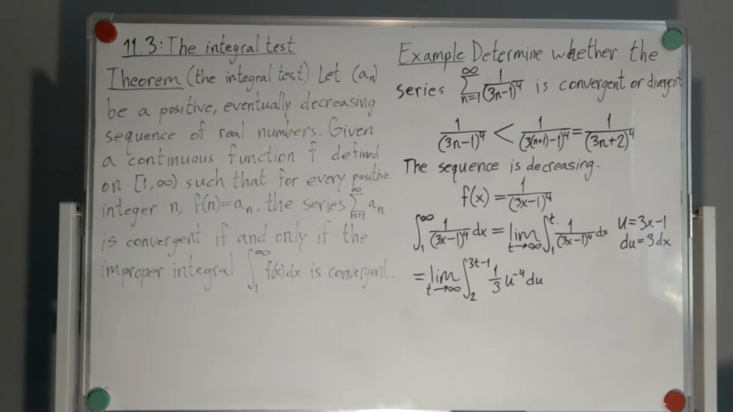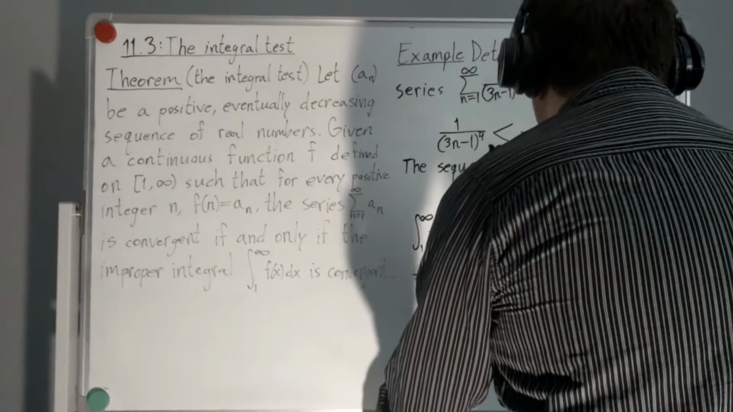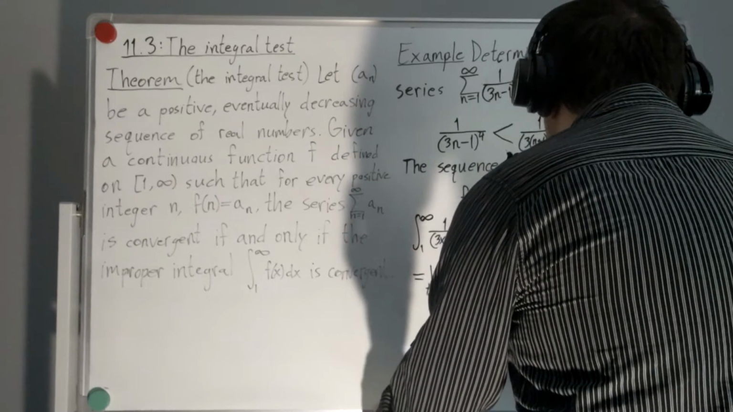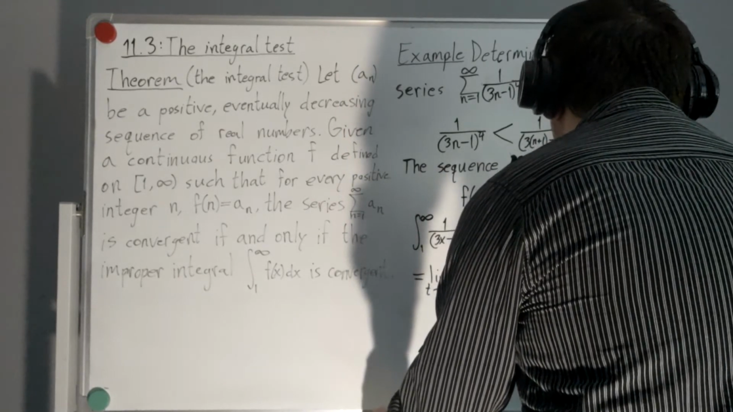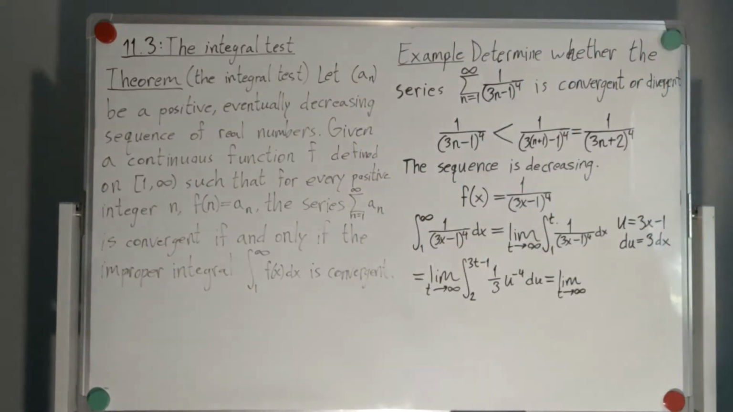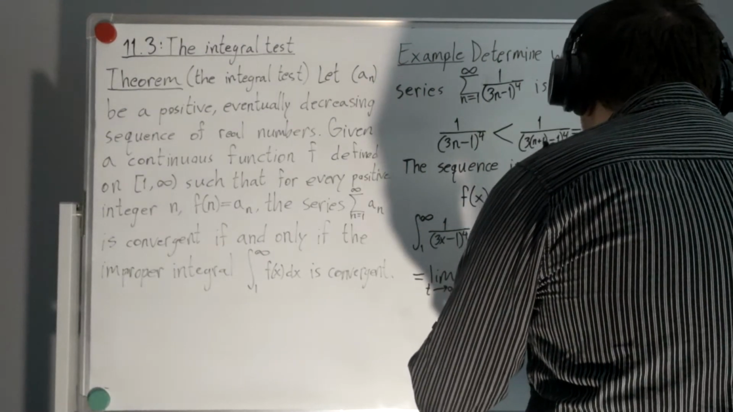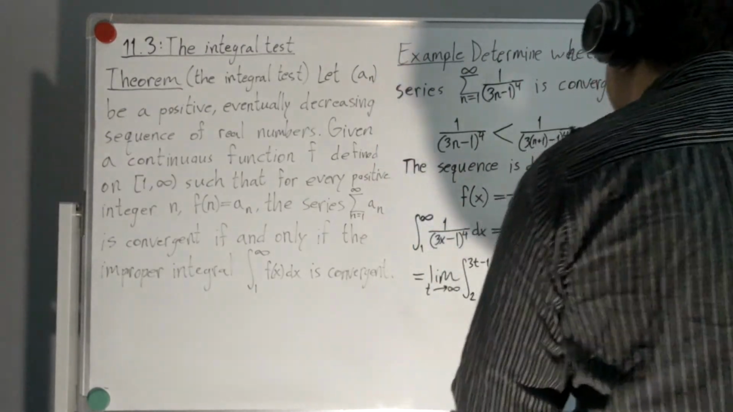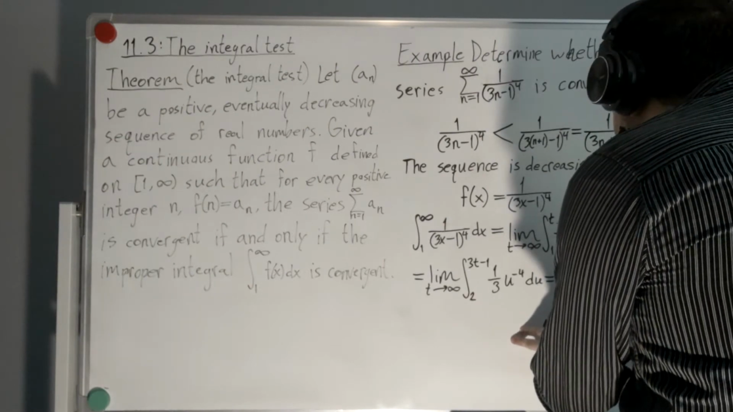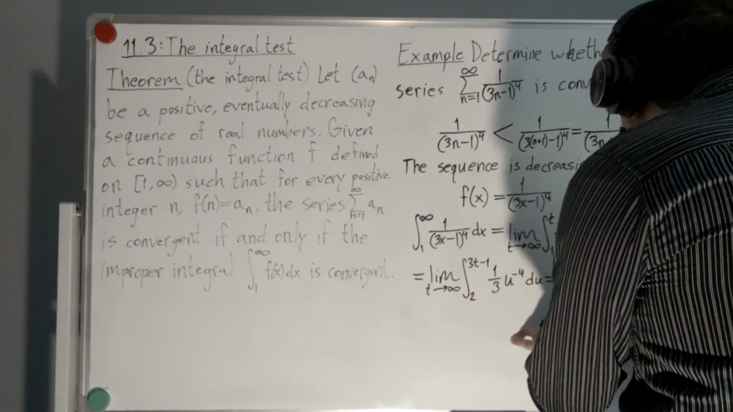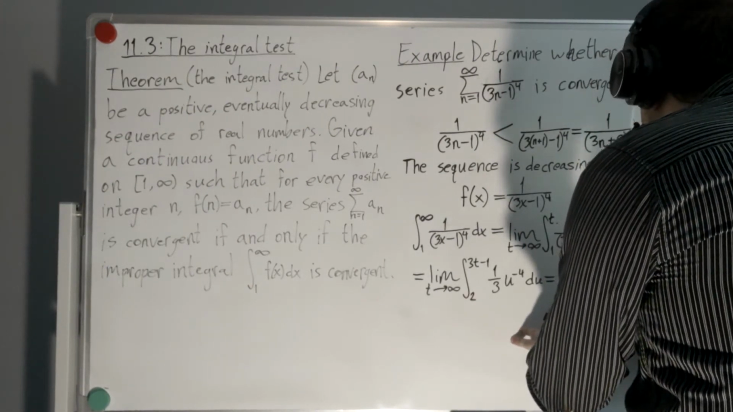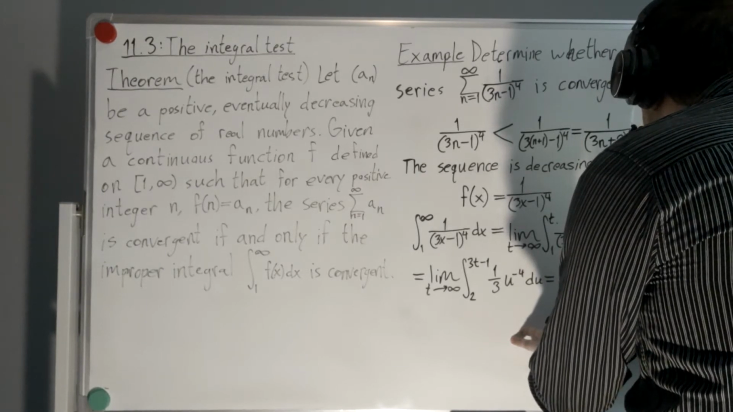Now that antiderivative can just be done by the power rule. This is just going to be the limit as t approaches infinity of, let's see here, you add 1 to the exponent, so you get -3 divided by the new exponent, and that gives us another factor of -1/3, so together with that other 1/3 we get -1/9, and then u to the -3rd, evaluated from 2 all the way up to 3t minus 1.